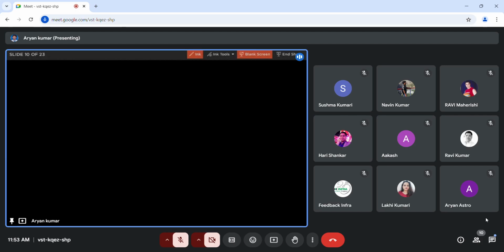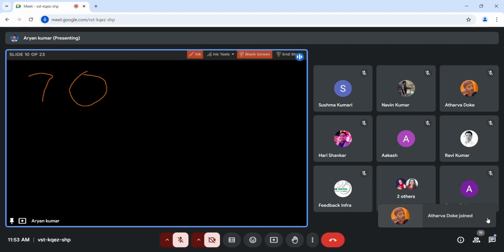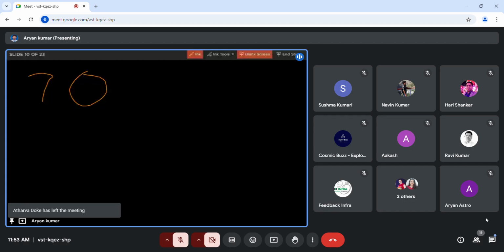I think so. The average value is about 70. I will discuss that later, because it is a very vast topic. So it is about 70 kilometers per second per megaparsec. So yes, now moving to the next topic.